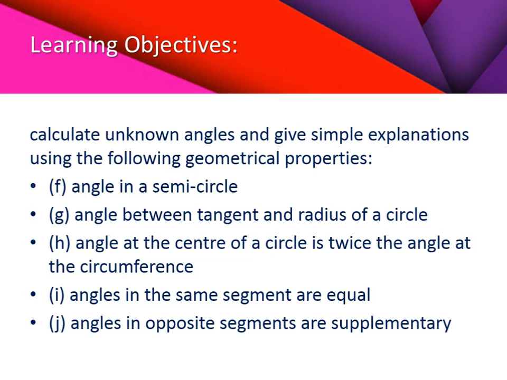So we have properties here: angle in a semicircle, then angle between tangent and radius of a circle, then angle at the center of a circle is twice the angle at the circumference. Angles in the same segment are equal. Angles in opposite segments are supplementary.